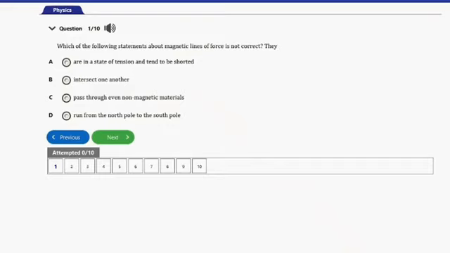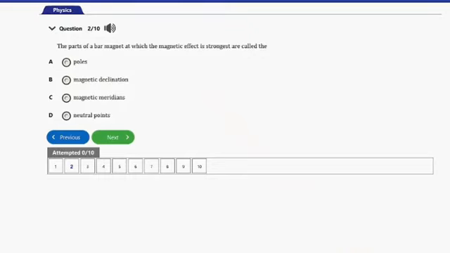It says, which of the following statements about magnetic lines of force is not correct? They A, are in a state of tension and tend to be shortened. B, intersect one another. C, pass through even non-magnetic materials. D, run from the North Pole to the South Pole. So guys, the option here that is not correct is option B, intersect one another. The magnetic lines of force do not intersect one another, and as such, option B is the answer to this question. So let's go ahead and consider the next question.